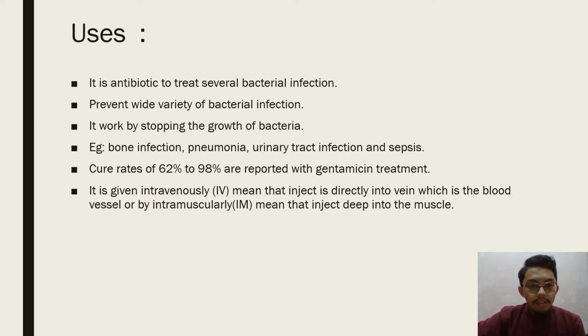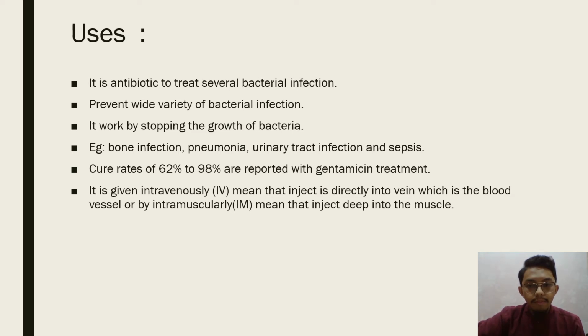Next is how this drug is administered. It is given intravenously, meaning that it is injected directly into the vein, which is your blood vessel. And secondly, by intramuscular injection, meaning that it is injected deep into the muscle. Why do we give it in these two ways, IV and IM? Because if you give this drug orally, meaning that you eat the drug, it will not be absorbed at the intestine. So there is no function at all if you eat that drug.